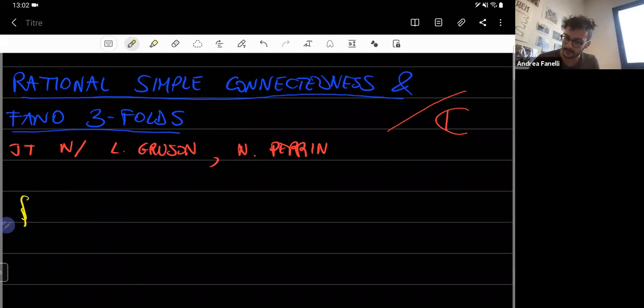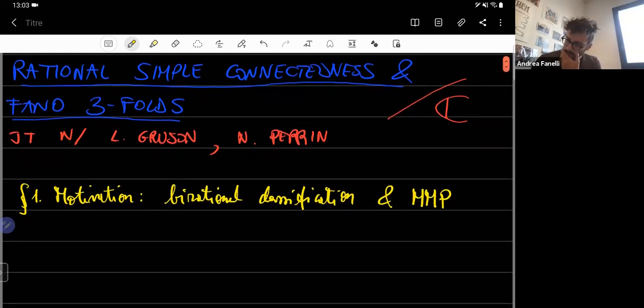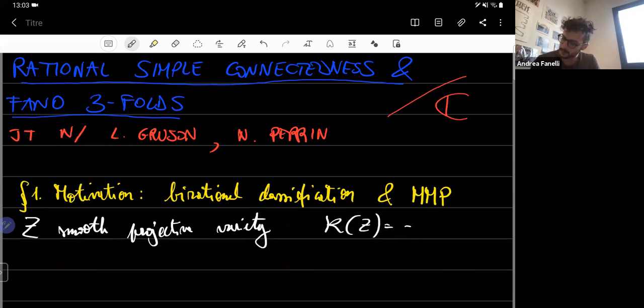Let me start, as I said, with some motivation. Of course, please feel free to stop me if there is a problem or anything, do not hesitate. My motivation comes from birational geometry classification and the minimal model program. Let me recall something that maybe many people know here, but I think it's good. Say that you want to classify algebraic varieties up to birational equivalence. So if you start with Z a smooth projective variety with Kodaira dimension of Z minus infinity.